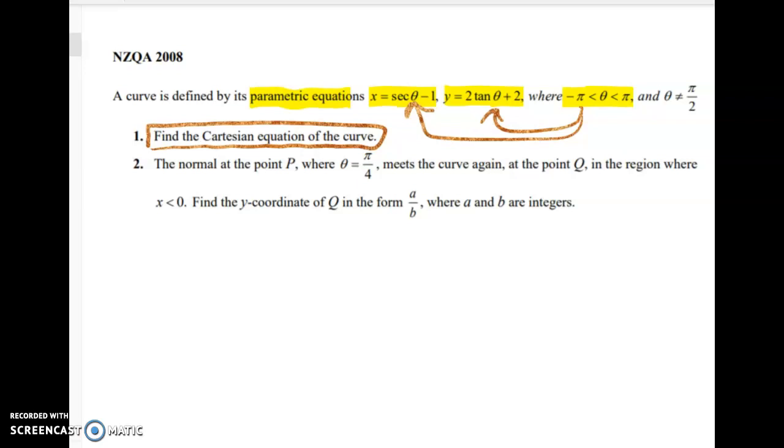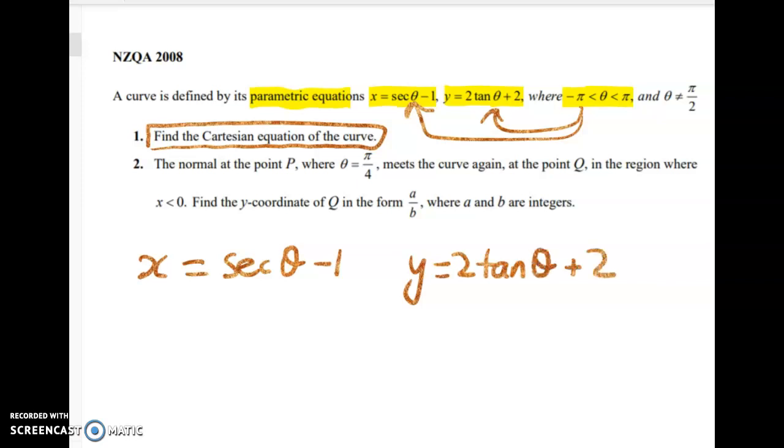So let's start by just writing out the two things and seeing what we might do. So we've got x is equal to sec theta minus 1 and y is equal to 2 tan theta plus 2. So my goal is to get rid of the trig in there and just have x's and y's. One of the things that's going to be useful are our trig identities. And whenever you've got a conics problem and you have to move from parametric to Cartesian, the best place to start is with the Pythagoras identity. So that's your first little clue.